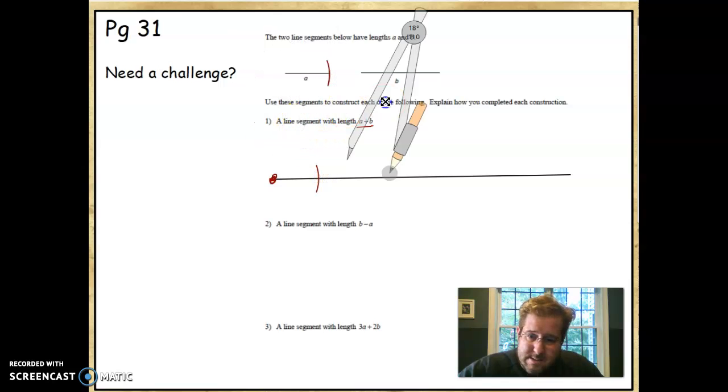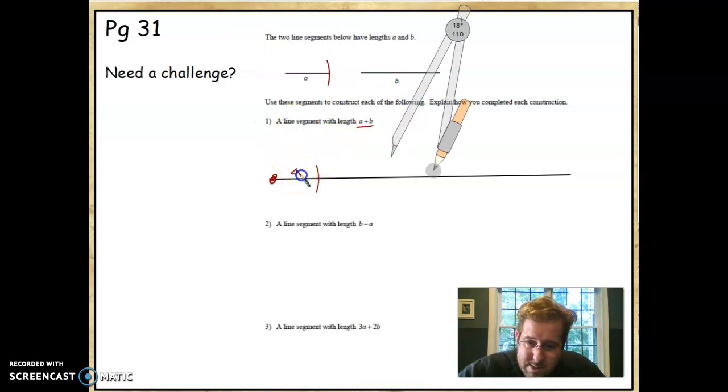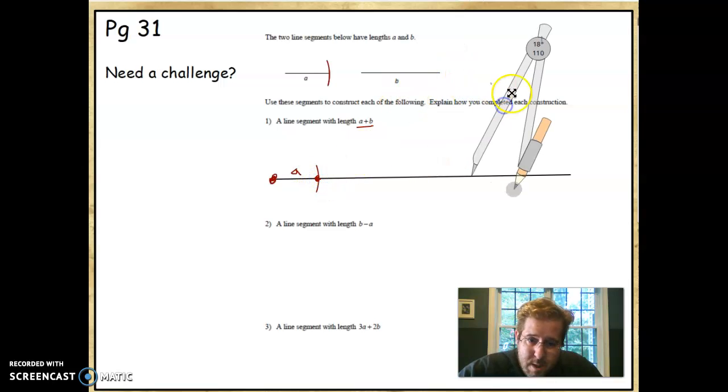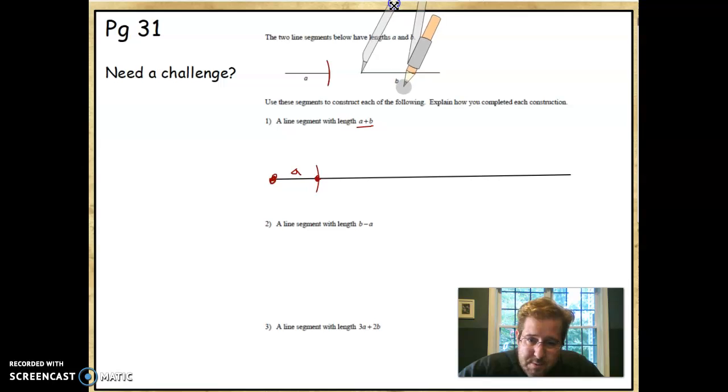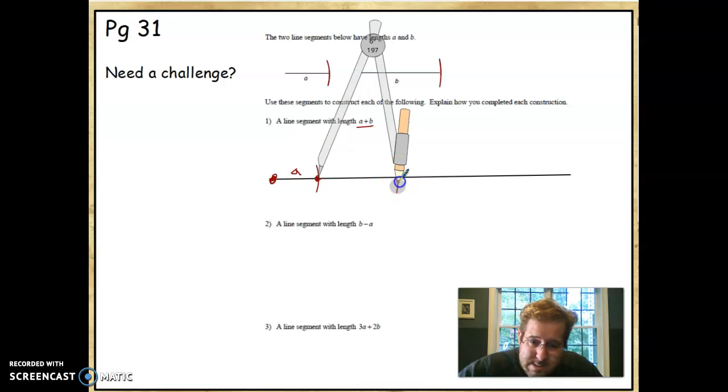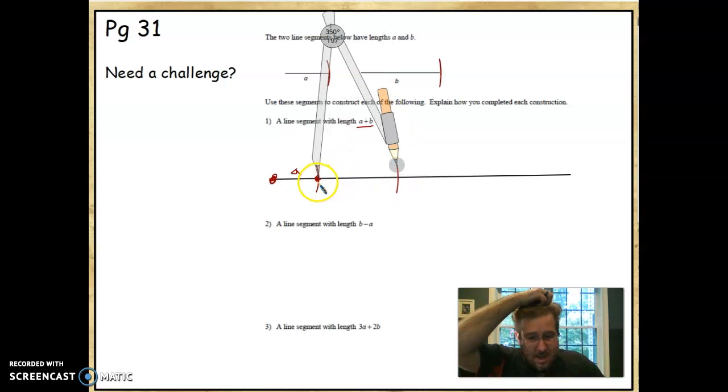So I make the exact same arc, and what I now know is that this segment is the same as segment A. Now I'm going to do the exact same thing for segment B. I'm going to open up my pencil a little bit more, make another arc, and there's the size of segment B, and I'm going to add that to segment A. So I'm going to use the other side of segment A, and I really just made segment B on the right side of segment A.